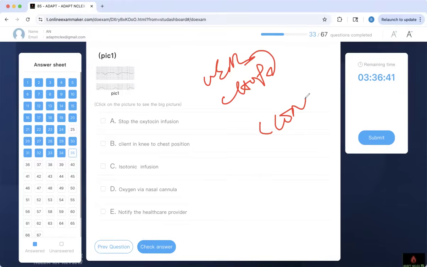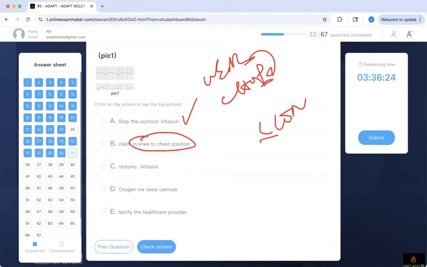And what is that? Position. If you're taking Pitocin, I stop it first. That's the first thing I would do. You've got to stop the Pitocin. And after you stop the Pitocin, you've got to place them in the left lateral position because it's placental insufficiency, not need to chest.